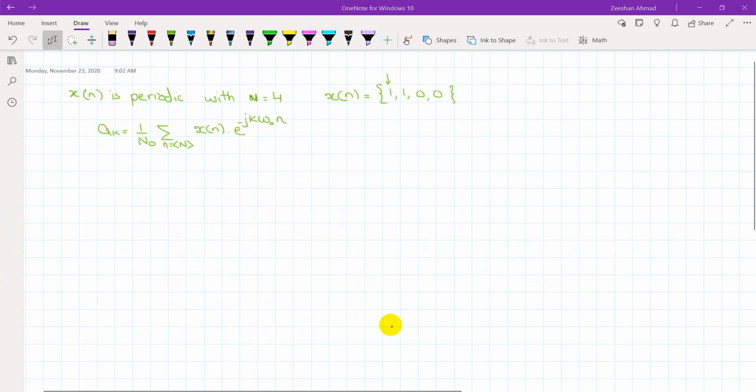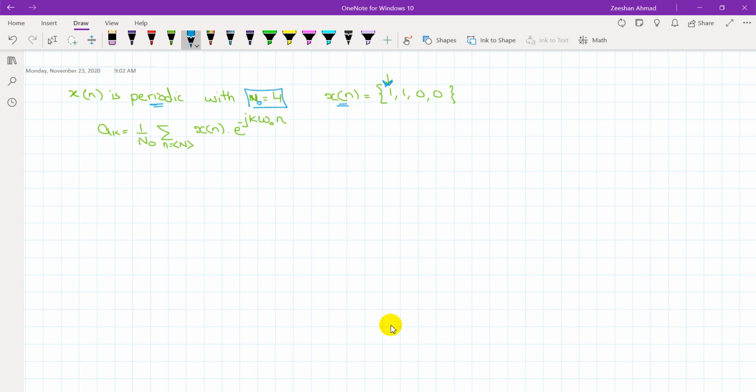Now let us have a different problem. We are given a signal x of n in discrete time with only 4 elements inside it, and it says that it is a periodic signal. We know it is a periodic signal, and the fundamental period N naught will be equal to 4 here. I have only 4 values, starting at n equal to 0.